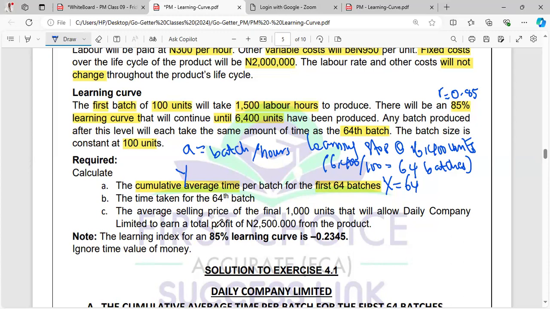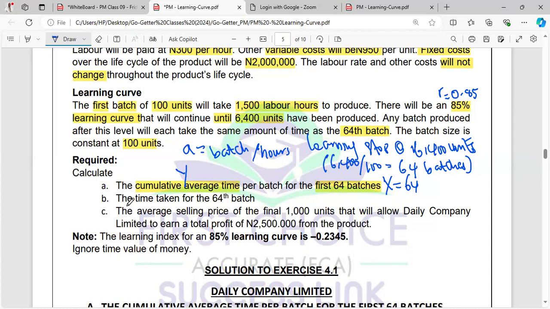That is how you will be doing it until you get to 64 batches. So as you are going, each time you are going, your time per batch is reducing. So it shows you that you are learning. So this is your answer.